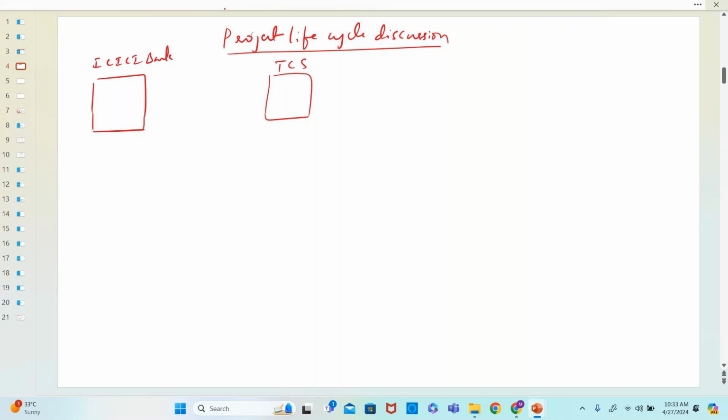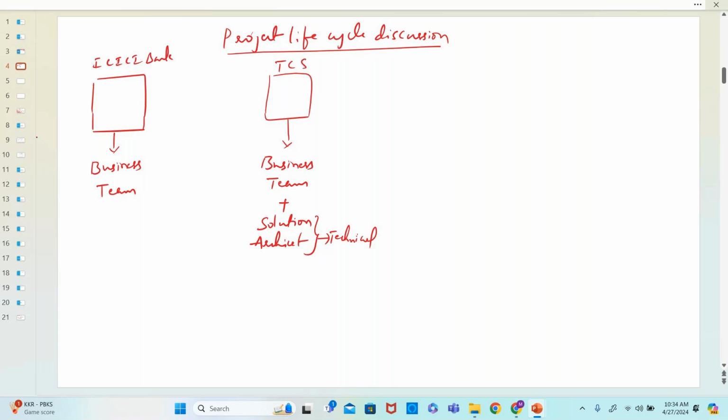After all this process is completed, immediately the ICICI Bank business team, related to transaction and loyalty management, and our TCS business team plus the solution architect, the person who knows the technical side, will discuss in many meetings. They'll be conducting workshops. For example, the business users of ICICI Bank will conduct workshops for our business team as well as the solution architect team.